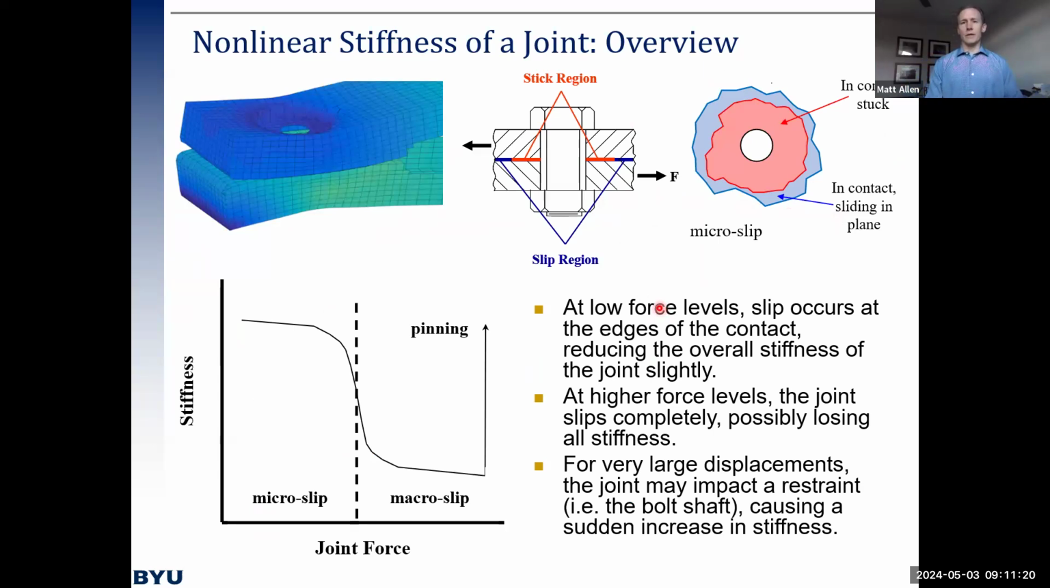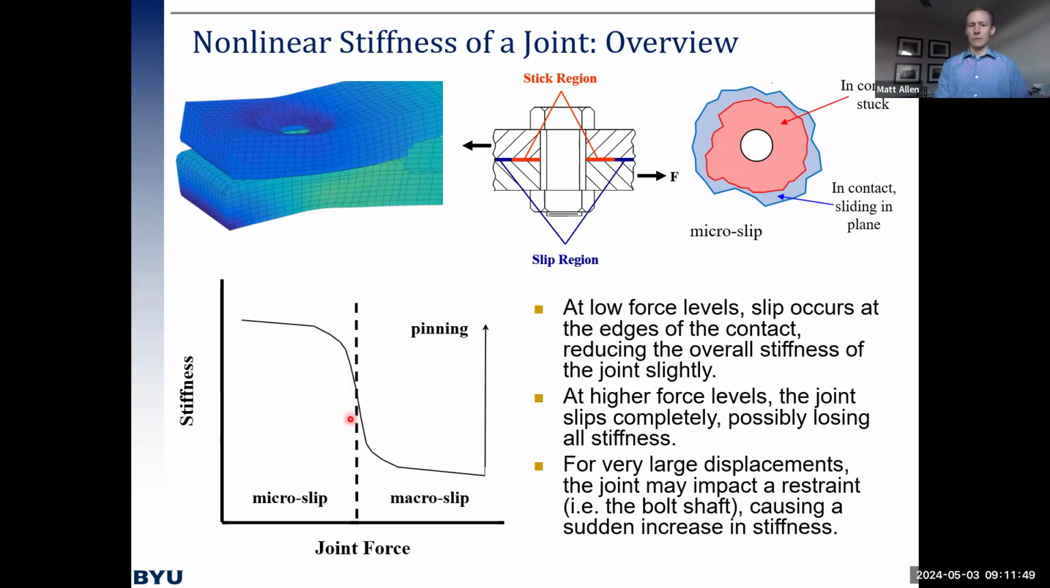What about nonlinearity? As you load a joint, the stiffness tends to decrease, and that's because, as we apply a force to the joint, there's an area of low pressure on the outside, as I mentioned. And so it doesn't take very much force before that area starts to slip and the area in contact goes down. That causes the stiffness of the joint to go down. And so a typical joint will behave like this. We'll have the linear stiffness.